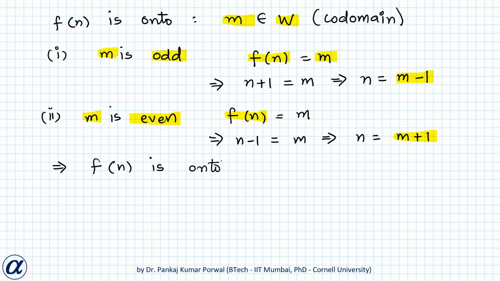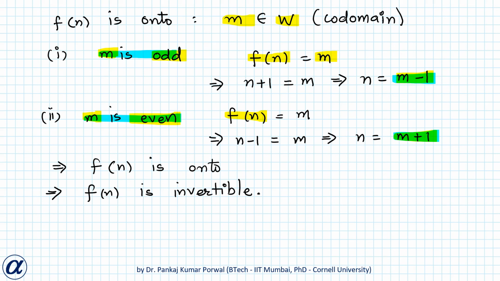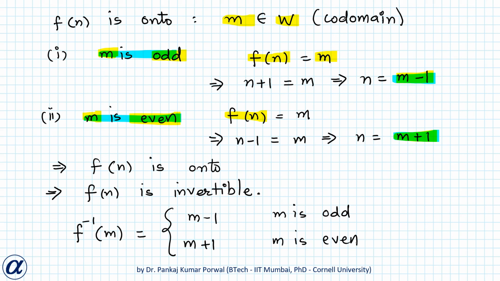So we have shown that f(n) is both one-one and onto, and that will imply that f(n) is invertible. And we also have to find the inverse of f(n). In fact, we have already done that, that is m minus 1 and m plus 1 when m is odd and m is even respectively. So f inverse of m will be m minus 1 when m is odd and m plus 1 when m is even. This is the inverse of f.